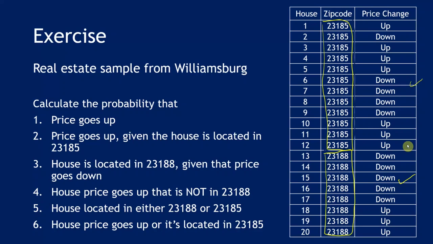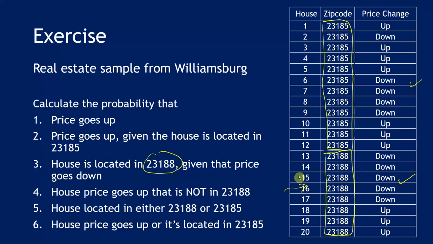And with this sample, we want you to calculate the probability that price goes up. So what's the probability that price goes up? How will you represent that using all the symbols that we talked about, and how would you estimate that? We want you to calculate the probability that price goes up, given that the house is located in the zip code 23185. What's the probability the house is located in 23188, right? So what's the probability that it's in this region?